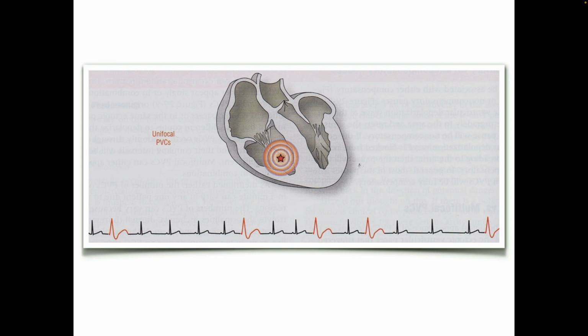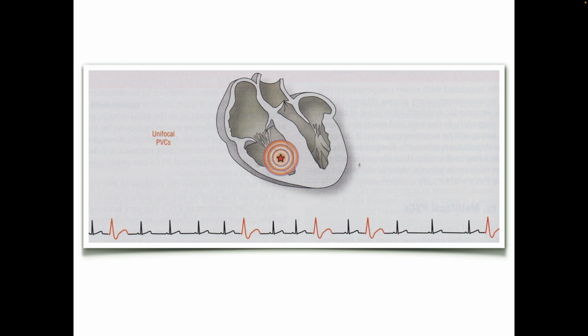And for that reason, because they all look the same, our assumption is it's coming from one ectopic focus, because they all look the same. And the term that's used for that is unifocal PVCs. Now, when I say, what do you see? The answer is normal sinus with PVCs. I don't require you to say with unifocal PVCs.